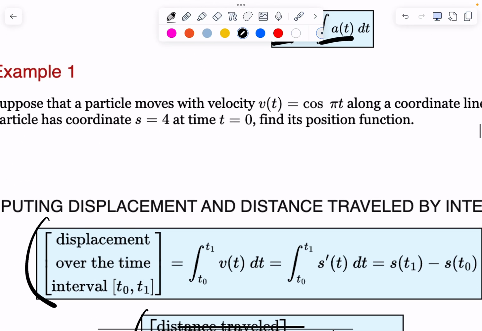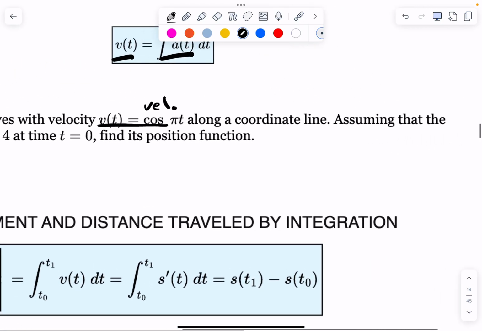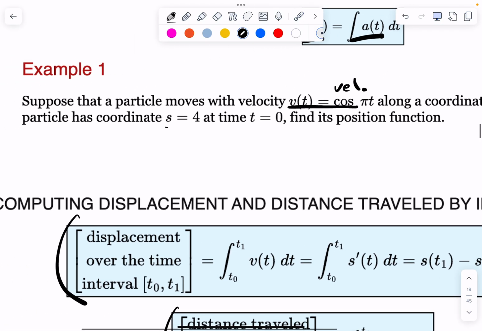Suppose that a particle moves with the velocity. So they're giving me the velocity, and it is cosine of pi t. And that's what my velocity is. Assuming that the particle has a coordinate of 4 at a time of 0, find its position function.